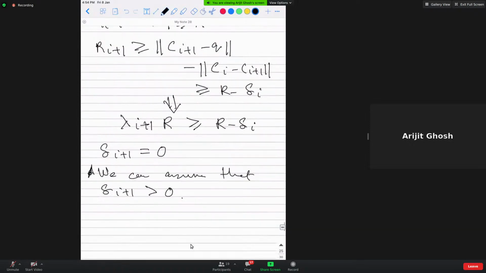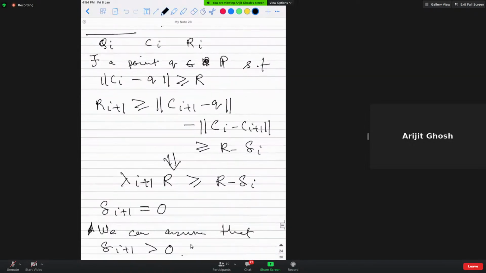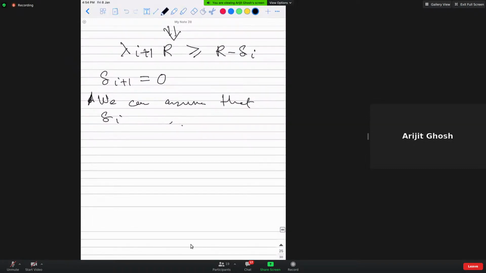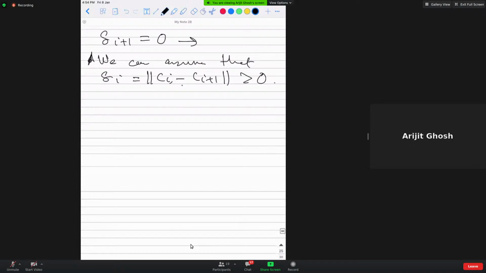So how did I define delta i properly? Oh no, delta i. Let me write it like this properly. Delta i is Ci minus Ci plus 1, and you can assume that this is greater than 0, because otherwise this implies we have reached the center for the minimum enclosing ball.